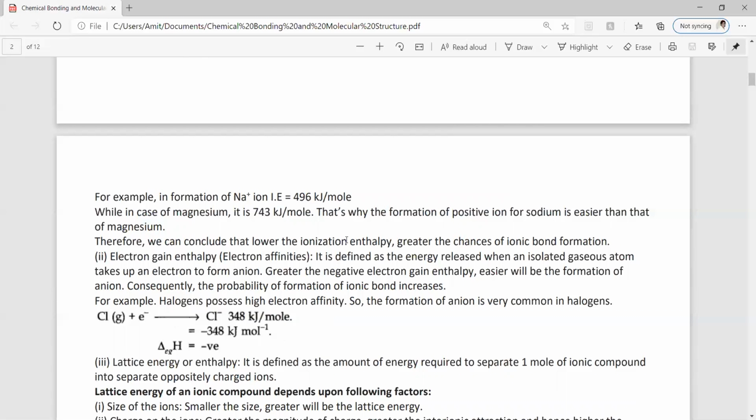So it is the energy that is released when an isolated gaseous atom takes up an electron to form an anion, and the greater the negative electron gain enthalpy, the easier will be the formation of an anion.